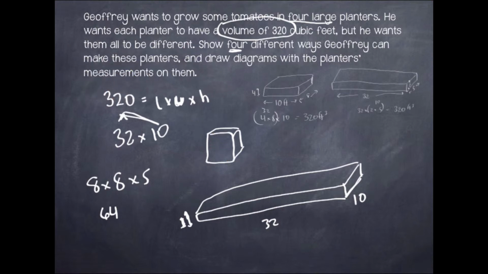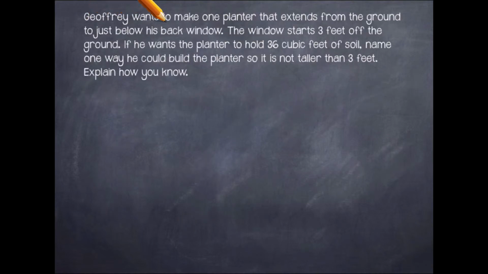Okay, all right, let's keep helping out Jeffrey here. This one says that he wants to make one planter that extends from the ground to just below his back window. The window starts 3 feet off the ground, and if he wants the planter to hold 36 cubic feet of soil, name one way he can build the planter so that it's not taller than 3 feet. We want to explain how we know that.